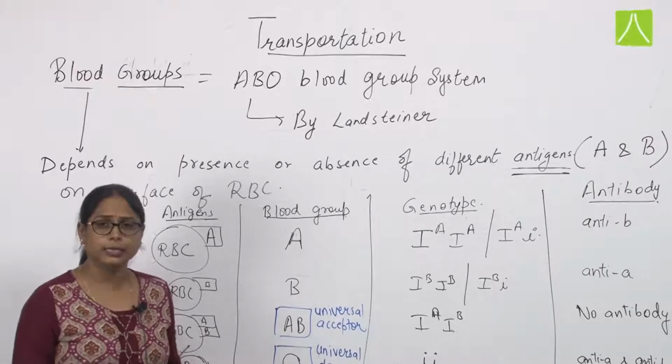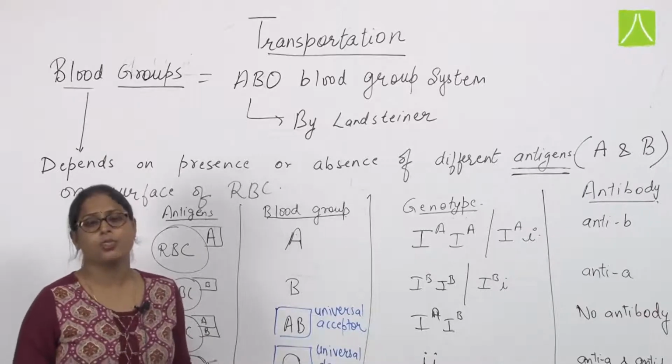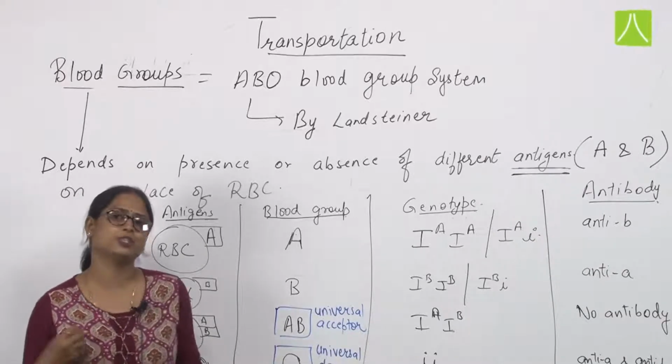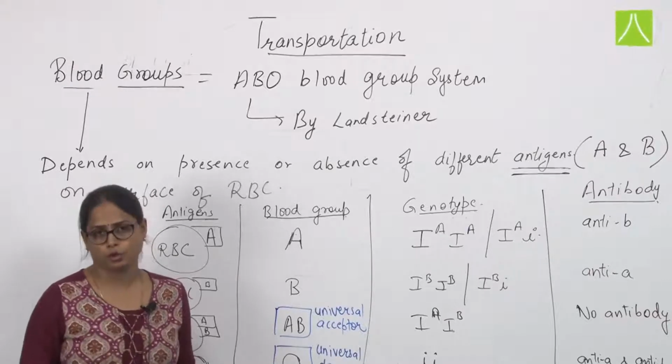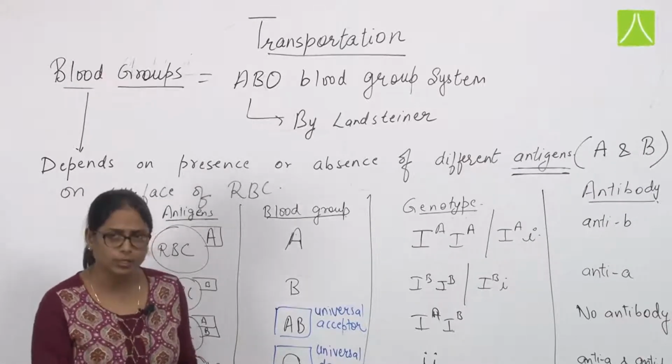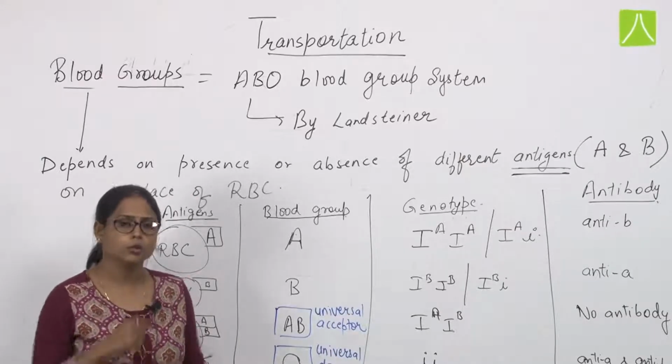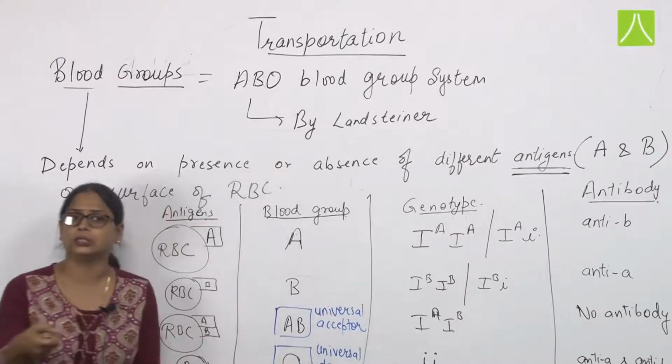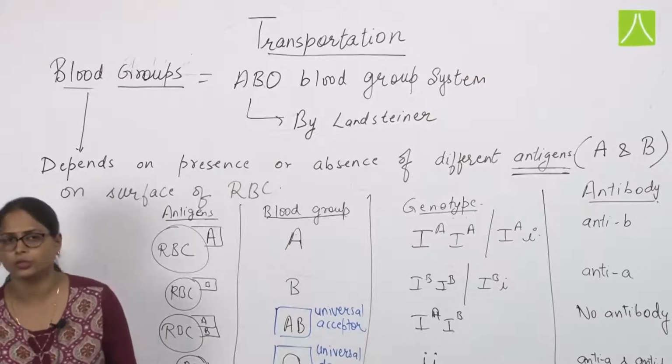Why? Because it does not have any antigen. That means it does not have any stimulating substances to stimulate the reaction with antibody or to activate any antibody. So it can be donated to any other person having any of the blood groups.